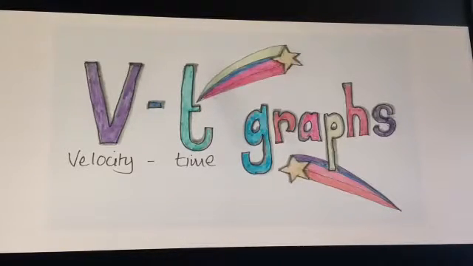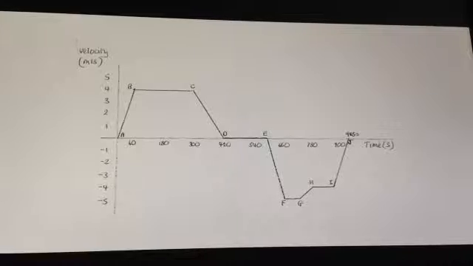Let's get revising. I'm going to divide the video up into two parts. By the end of this revision, part 1, I want you to be able to talk about this velocity time graph. When you've done that, we'll go through the answers in part 2 and set you one more question to think about.